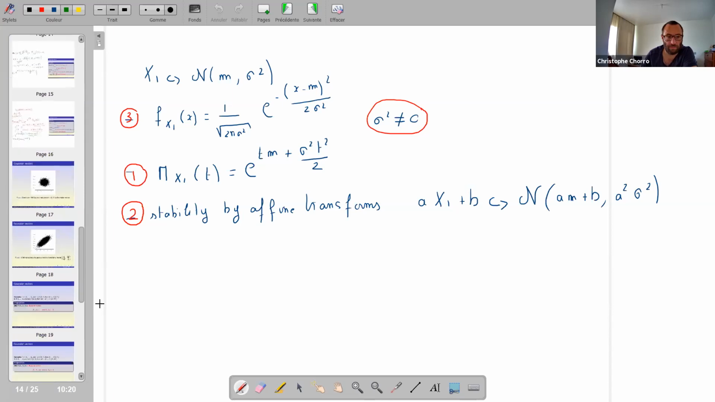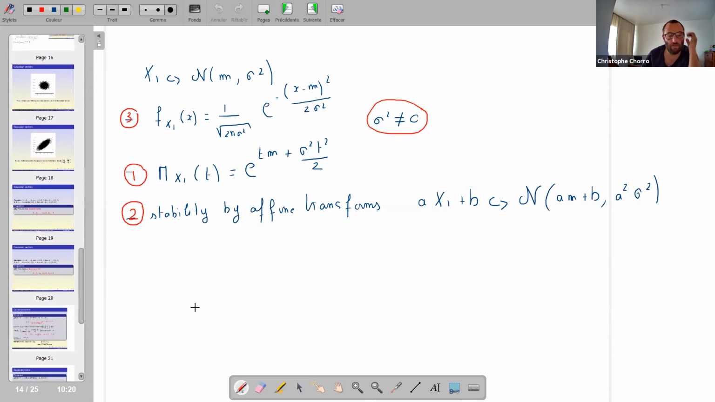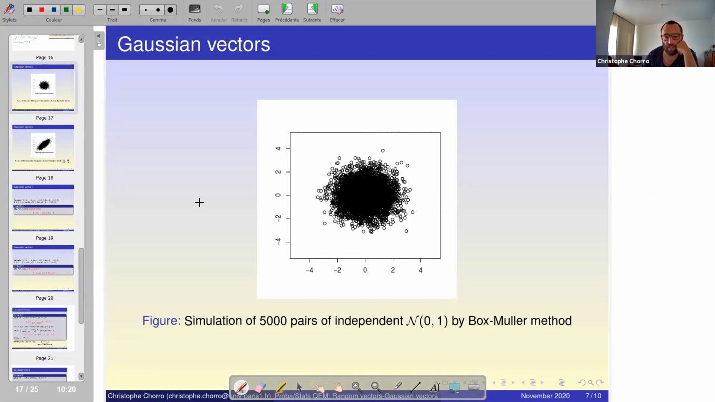So before continuing with the properties of the Gaussian vector, let's see what happens from a geometrical point of view. Here, what I have done, I start with capital X.